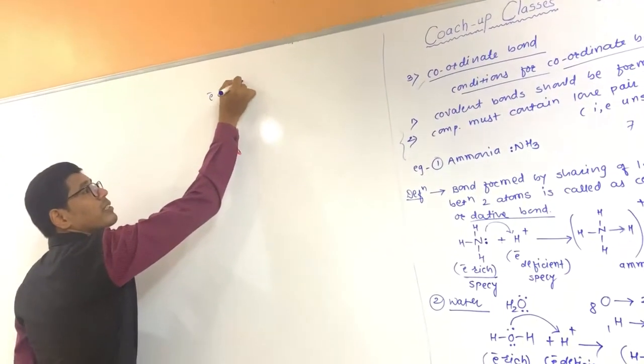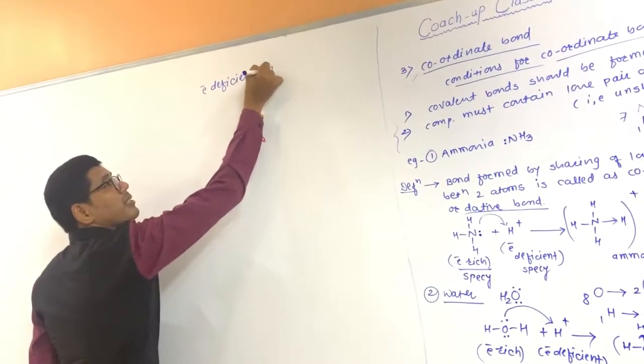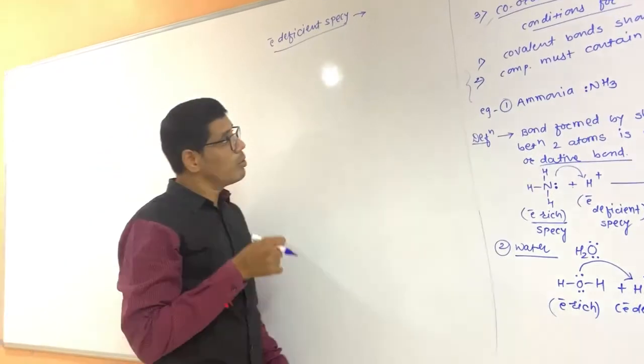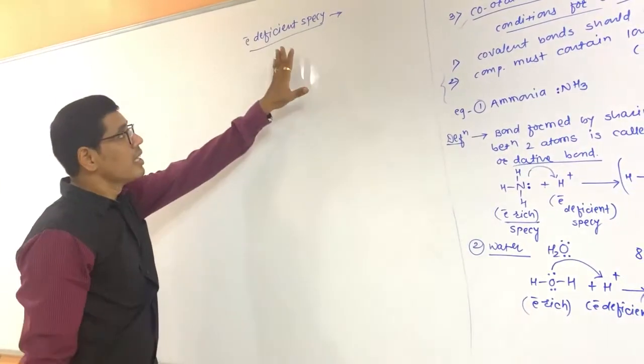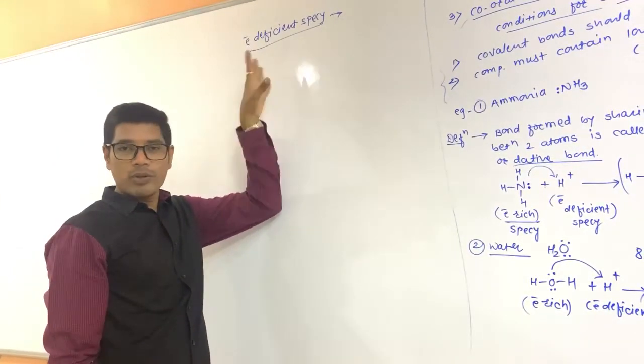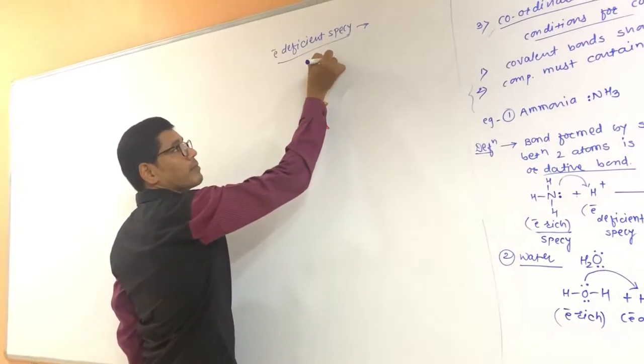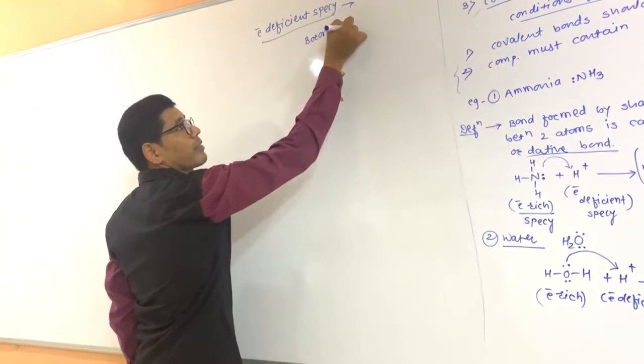Electron deficient species. In simple words, electron deficient species have a tendency to accept electrons. They are electron deficient, meaning there is a lack of electrons. For example, boron trifluoride.